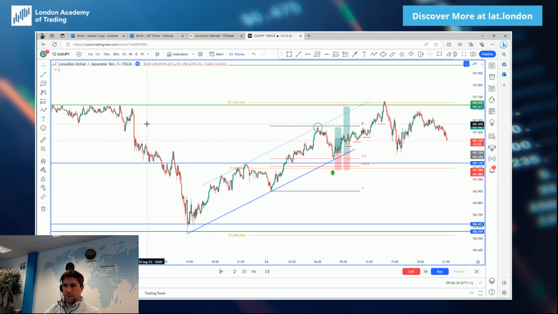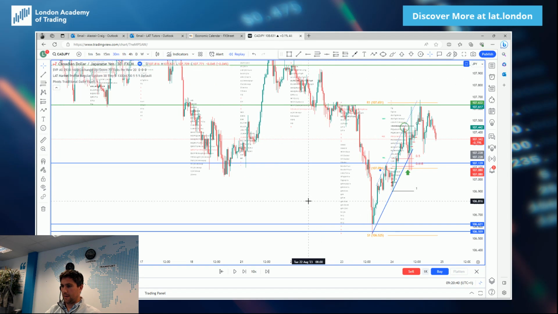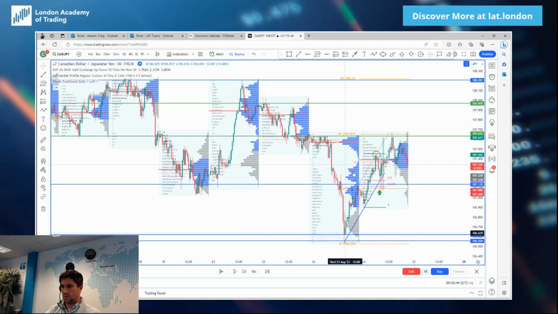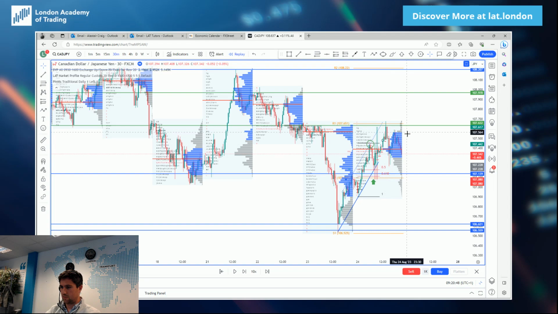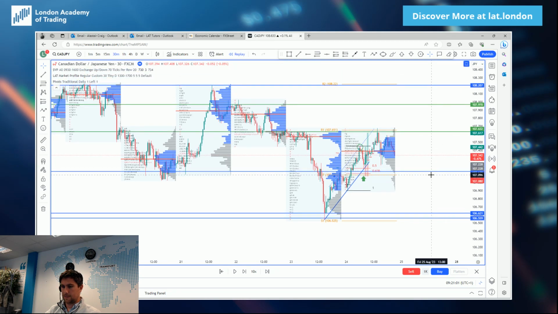Okay, so there's a little bit of a review, a bit of a breakdown there of a potential trade that presented itself in the Canadian dollar against the Japanese yen. It's a combination of market profile, volume profile, primary support and resistance, primary trends, trend lines, Fibonacci, pivot points, and then ultimately a little bit of relatively simple trade management in there to try and manage this trade through to some targets.